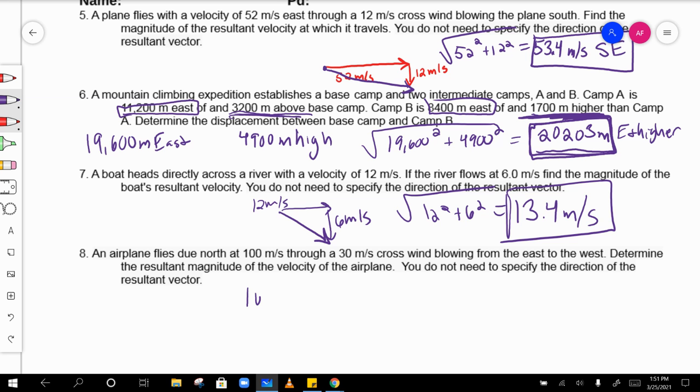Okay, and last one, we have 100 meters per second due north, and the wind blowing from east to west is 30 meters per second. What is the resultant velocity? So it's going to be 30 squared plus 100 squared. Take the square root of that. We get 104.